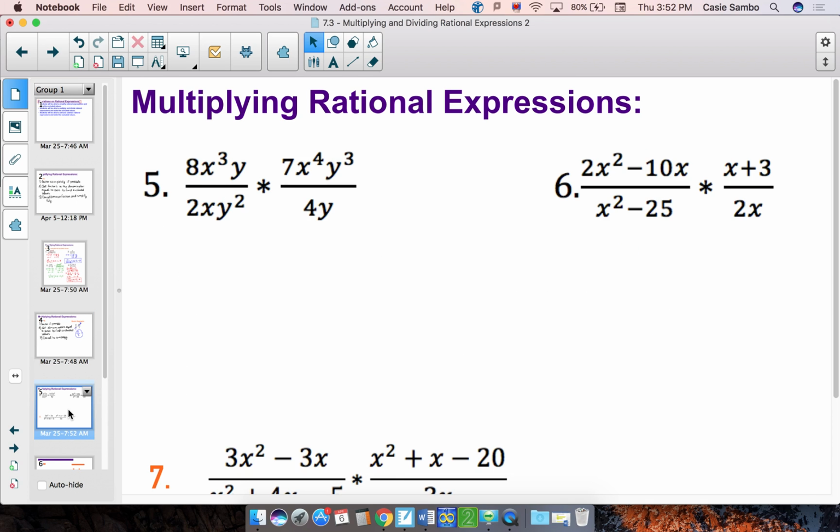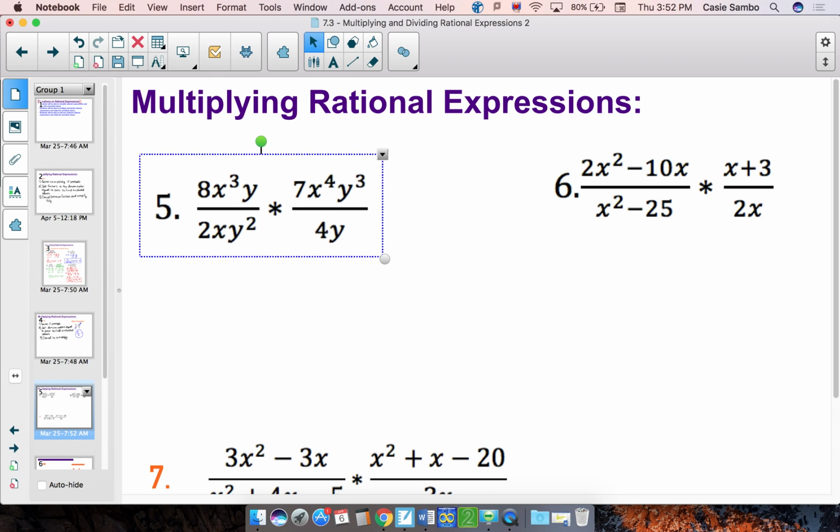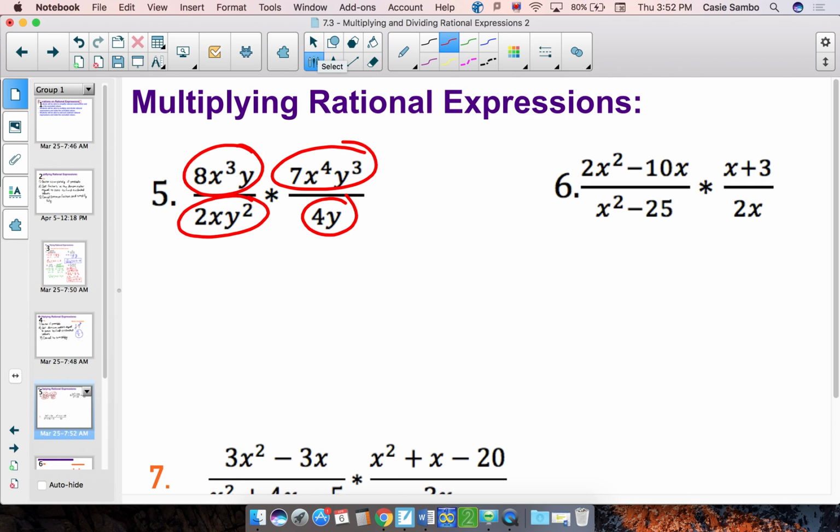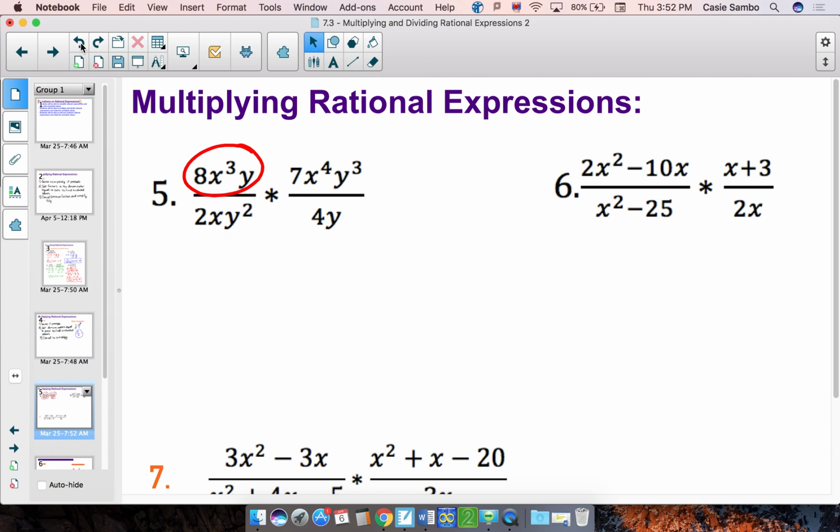On this first one, there is nothing to factor because each part of this fraction, this piece, this piece, this piece, this piece, those are all single terms. So there's nothing that we could factor out of those. They're already individual terms. So we can skip our first step and go straight to our second step where we are looking at our denominators to see what excluded values we would have.